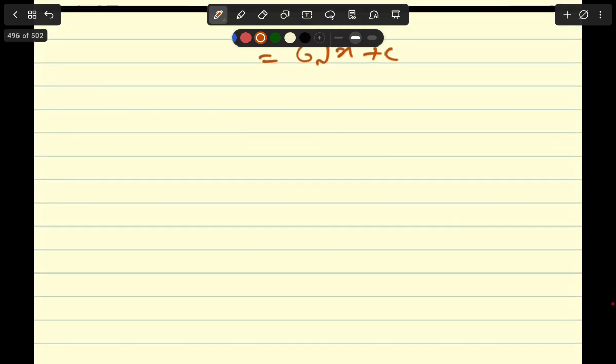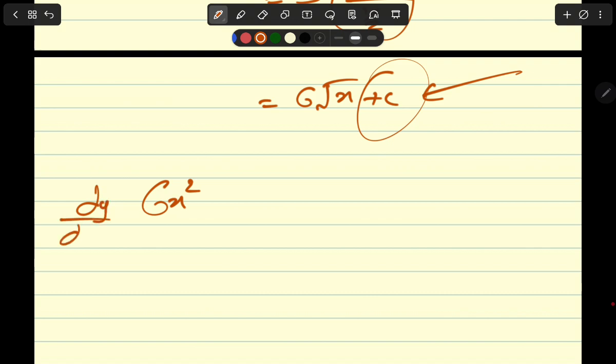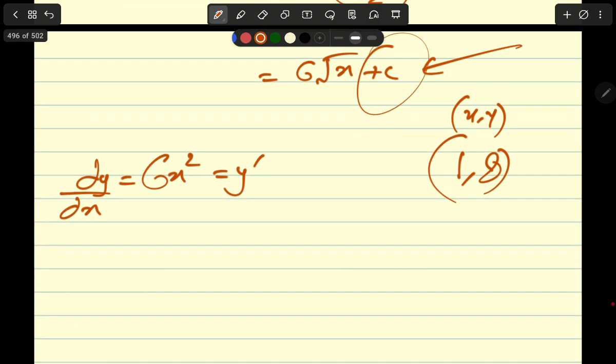Now, how do you find the actual equation of a curve instead of the entire family of curves, right? This is one of the most important applications in your AS Mathematics P1. Now, let's say that the gradient function is 6x squared, and we write it as dy by dx or y prime or whatever, right? Now, if it says that the original curve passes through 1 comma 8, now you will see, so 1 comma 8 is the coordinates for x and y and not for dy by dx, right?